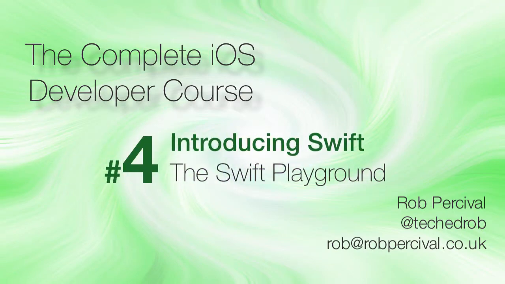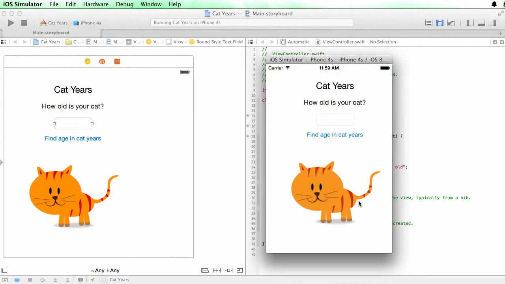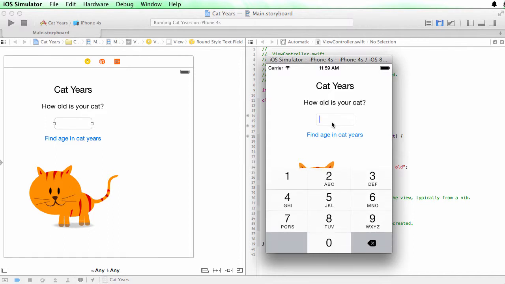Welcome to Chapter 4 of the Complete iOS Developer course. In the last chapter, we downloaded Xcode, we had a look at the interface, and we set up a very basic app which told you how old your cat was in cat years. Fabulous. Not a bad start.